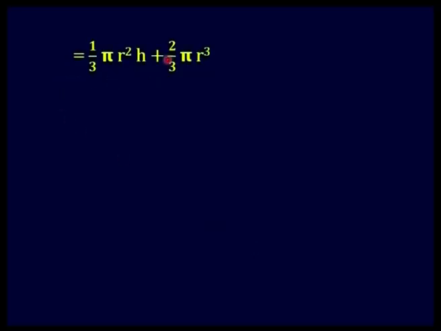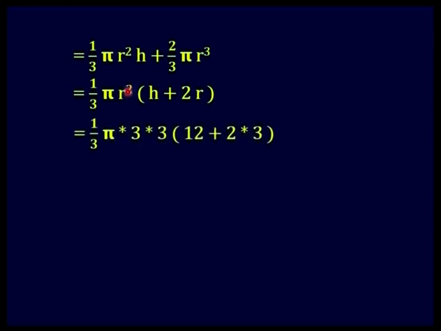What is the volume formula of a cone, children? Yes, 1 by 3 pi r square h. And what is the volume of the hemisphere? Yes, 2 by 3 pi r cube. Now, substitute: 1 by 3 pi r square h plus 2 by 3 pi r cube. Take 3 common, and pi is also the same, so take pi common. Between r square and r cube, the least degree is r square, so take r square also common. Completely, 1 by 3 pi r square is common, and the remaining terms are h plus 2r. Now, substitute the variable values: 1 by 3 pi, radius 3 into 3 for r square, h is 12, and 2 into r, again radius 3.